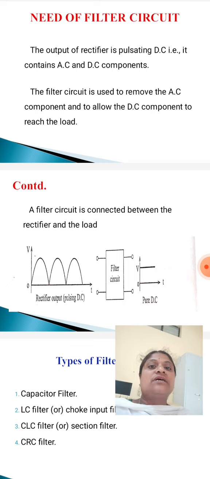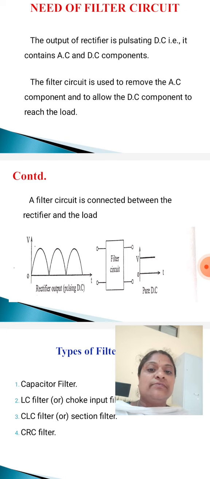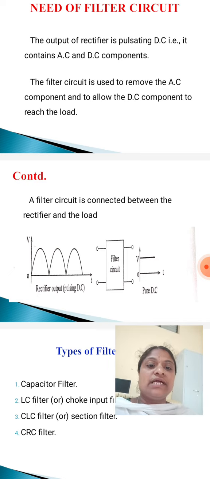Okay. So we need a filter because it can remove the AC component and produce pure DC. My aim is to get pure DC, so the AC component must be removed. How is it possible? It is possible only with a filter circuit. That's why we use a filter circuit. A filter circuit is used to remove the AC component and to allow the DC component to reach the load.